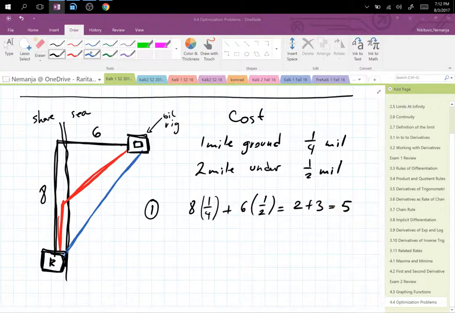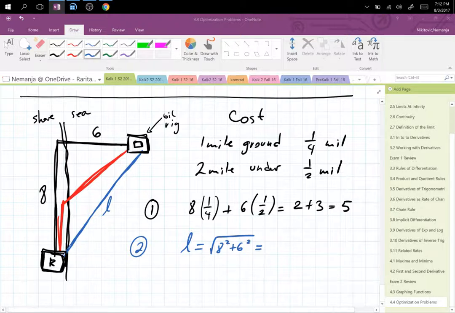Now you want to use the blue route. Well, the blue route, we need to calculate that length over there, the distance, which is the Pythagorean theorem, right? So for this one, it is the square root of 8 squared plus 6 squared, which is 64 plus 36, so it's 100. So 10. So we have 10 miles distance.